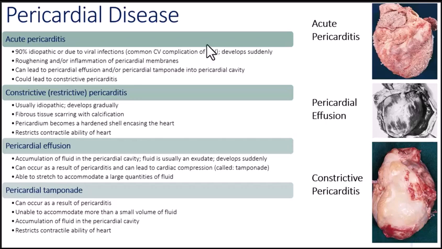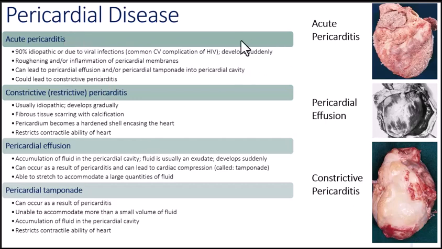For example, those with HIV can develop acute pericarditis. So it's a common cardiovascular complication of HIV. Another example for you is a virus such as the SARS-CoV-2 virus that causes COVID-19. This virus can also cause pericarditis in some people.